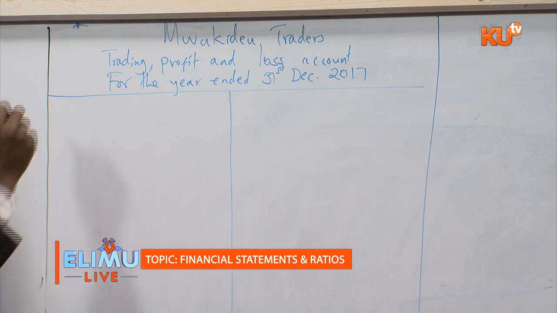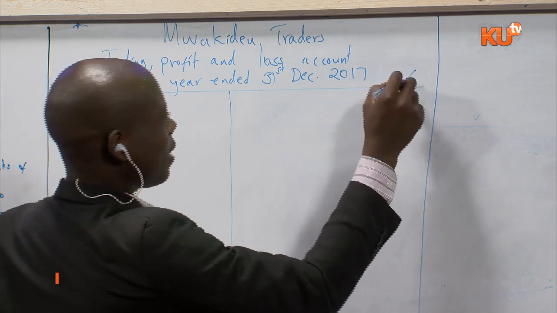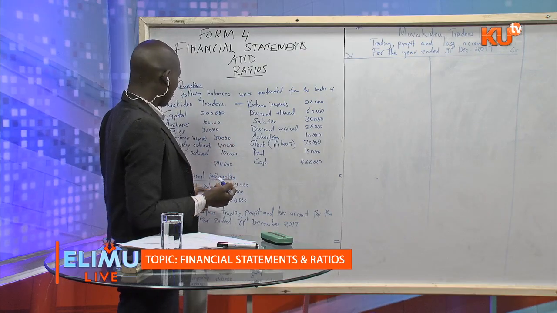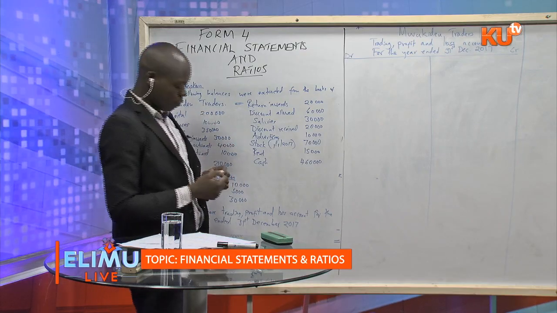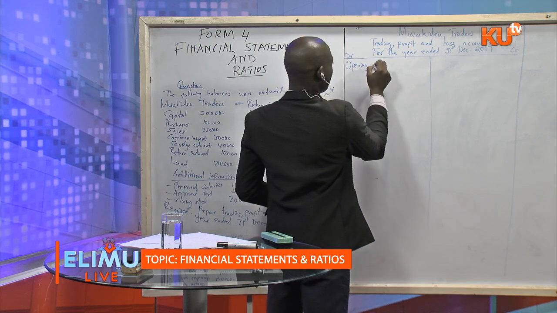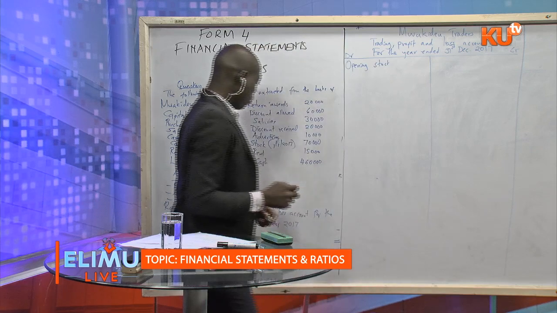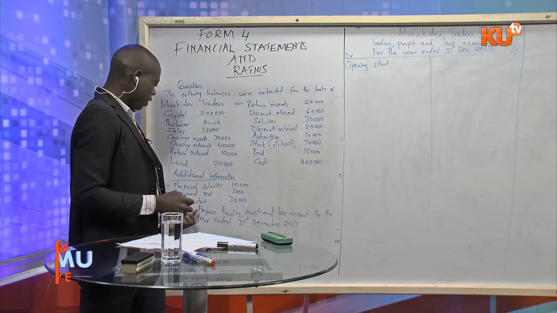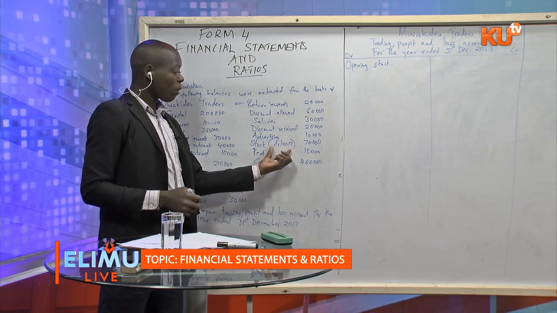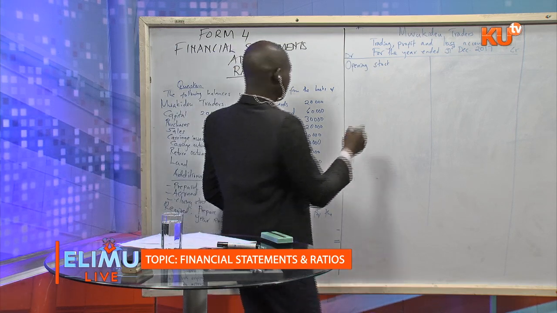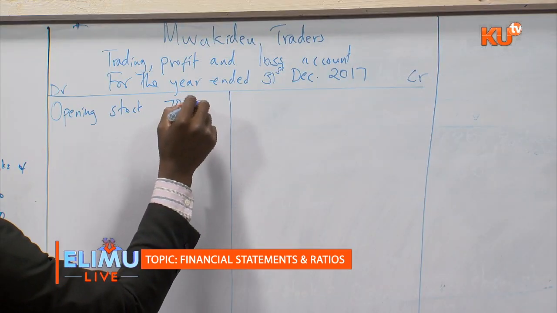So let's see. We have the DR side. We have the CR side. We said the first thing you need to do in the trading profit and loss account is to record the opening stock. The value for the opening stock is given. So it is clear to know that this is the opening stock because this is on 1st of January. We record it as 70,000.